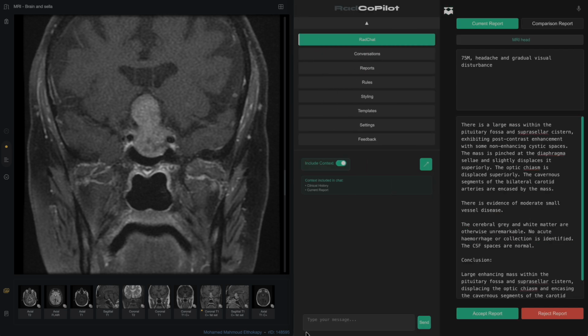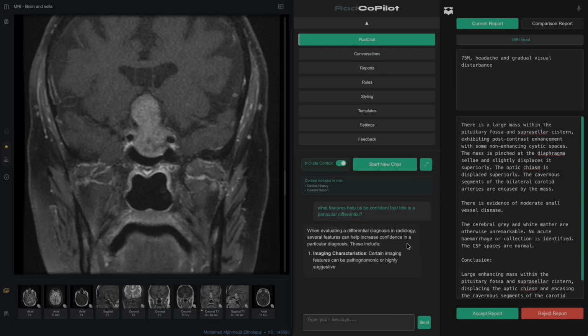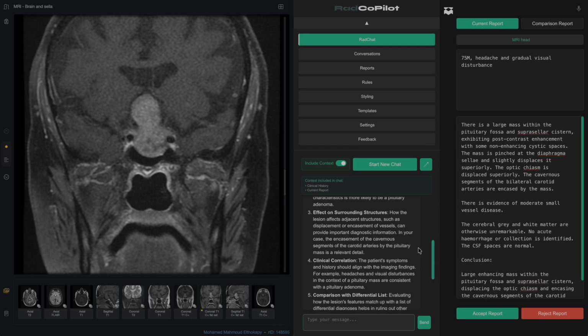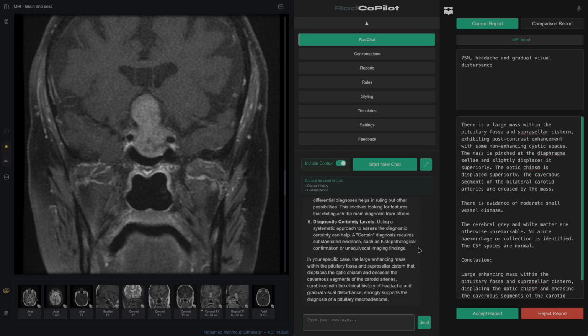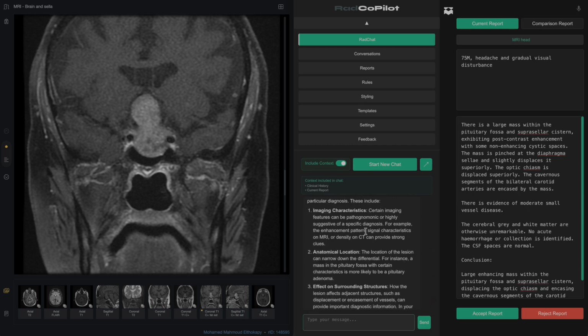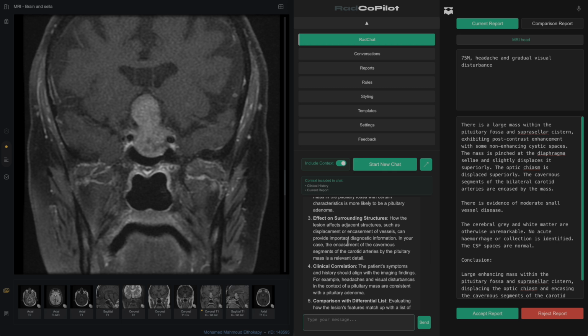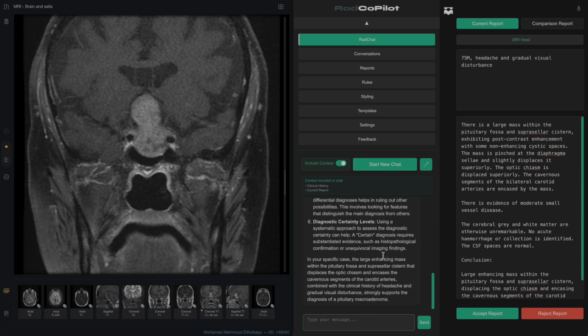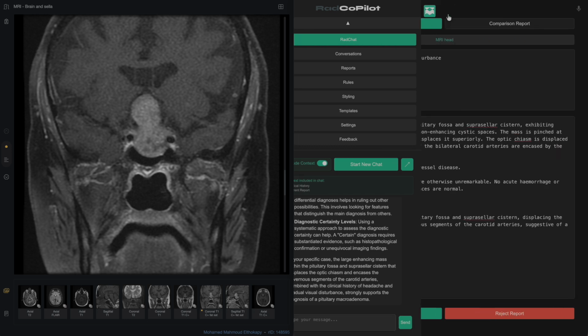But say we weren't too confident on that, maybe we could go to RadChat and ask for a bit of help. So we could say something like, what features help us be confident that this is a particular differential? Yeah, so it goes through each of the features that we need to think about. So obviously the imaging characteristics, the location, the effect on surrounding structures, I think is key for this mass, and has settled on pituitary macroadenoma. So I think I'm happy to accept the report there, and we can finish.